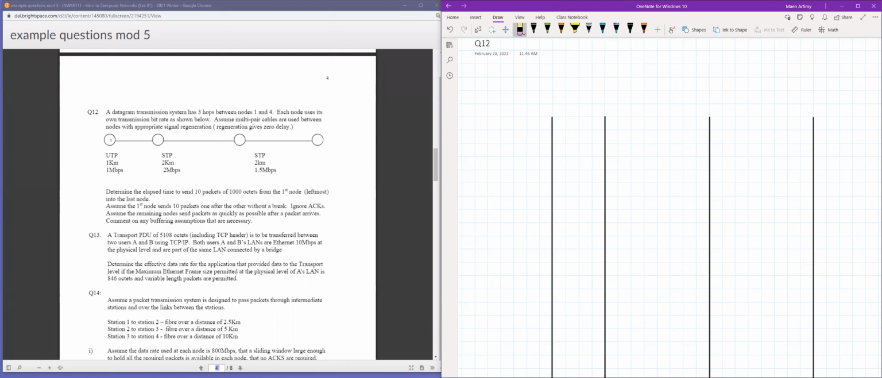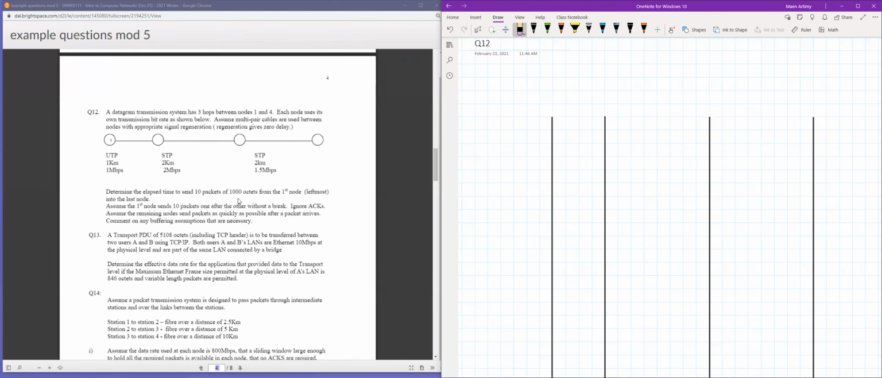Hello, everyone. I get a lot of questions about the type of problems that you see here in question 12 in one of the example questions. So I decided to record this tutorial to explain how you approach solving this kind of problem. Now, this problem comes in different variations.